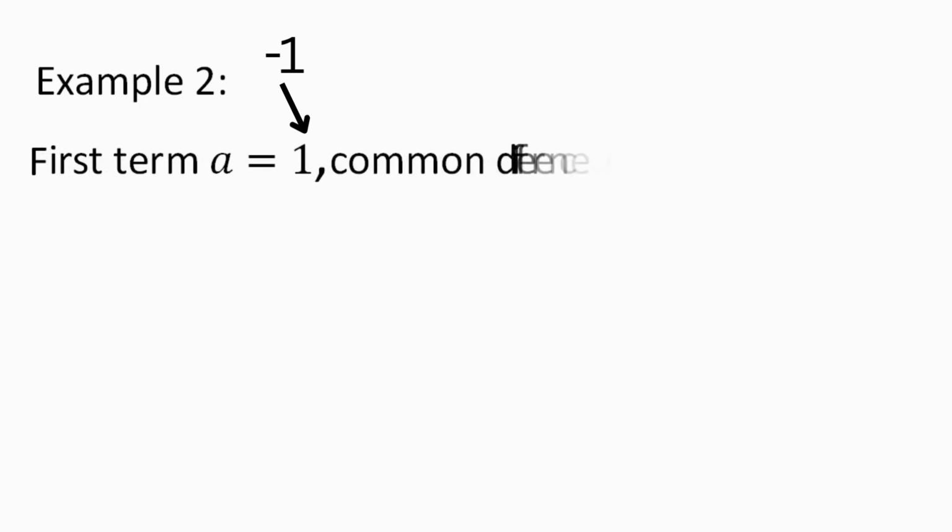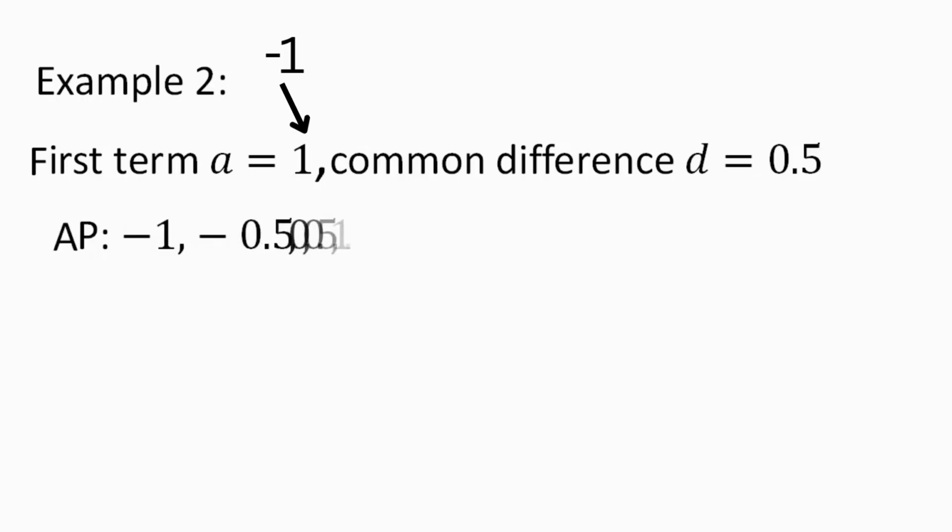Let us take another example. Here the given first term is minus 1 and the common difference is 0.5. Hence the second term is obtained by adding the first term and the common difference. The third term is obtained by adding the first term and 2 times the common difference. The fourth term is obtained by adding the first term and 3 times the common difference. And so on. Hence the sequence is minus 1, minus 0.5, 0, 0.5 and 1, and so on.